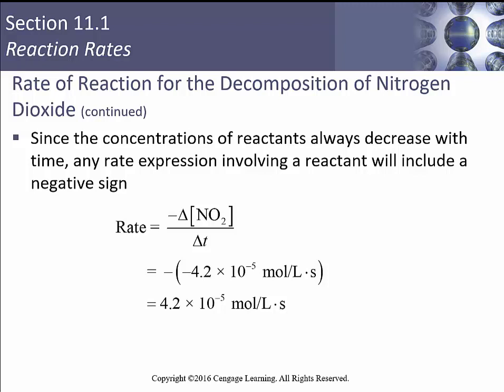Since the concentration of the reactants always decreases with time, any rate expression involving a reactant is going to include this negative sign. Right? The magnitude is going to end up as the same number, but we're looking at a negative change times a negative sign. It comes out as a positive. That's going to be really confusing at first. As you practice, you will get more used to it. So our rate is going to be 4.2 times 10 to the minus 5 moles per liter per second. The change direction is in the negative direction because we're using that up.